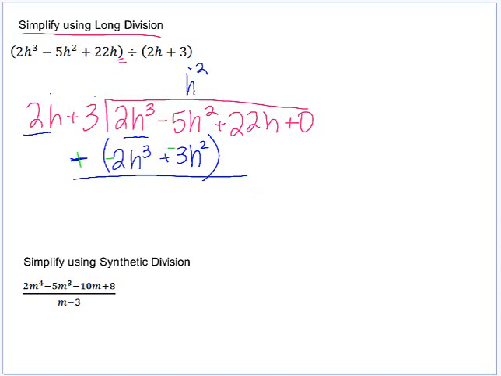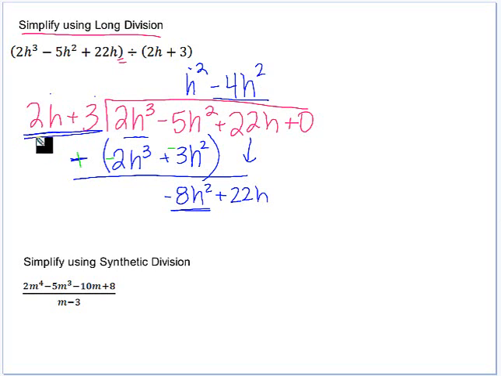parentheses. Your h cubes cancel and we're left with negative 8h squared. Drop down your next value, plus 22h. Now you have negative 8h squared. So what times 2h gives you negative 8h squared? It is negative 4h squared. So you multiply the negative 4h squared by the 2h plus 3.